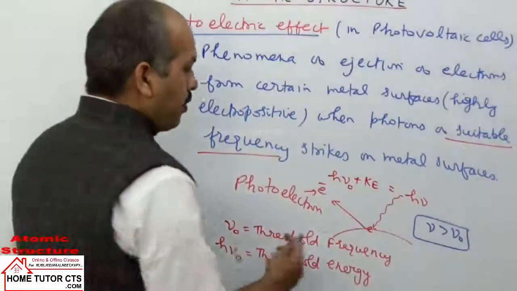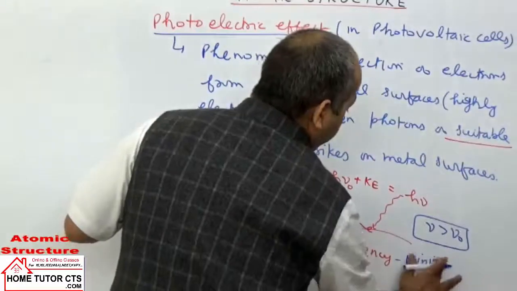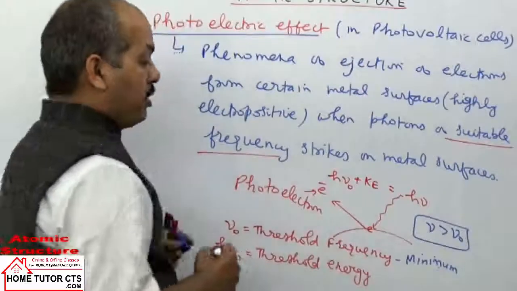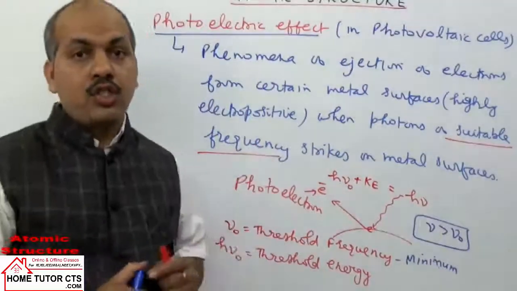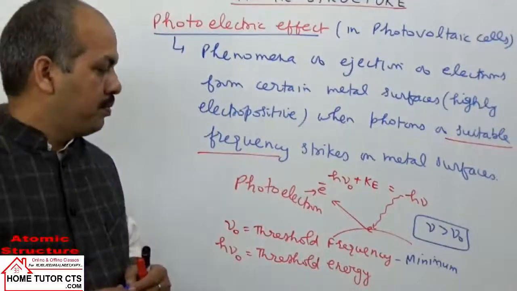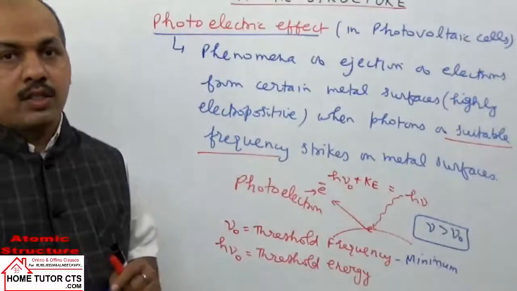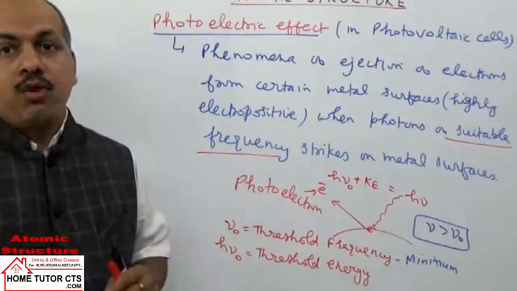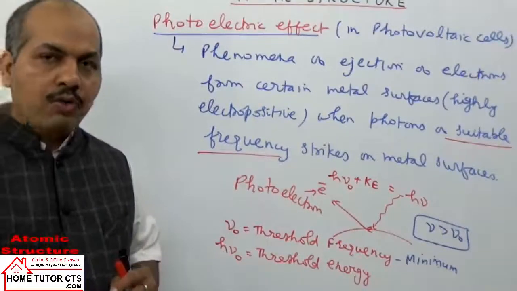It is the minimum frequency that a photon should possess to cause the ejection of photoelectron.